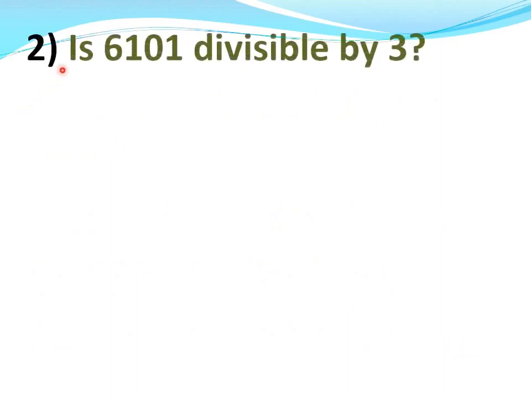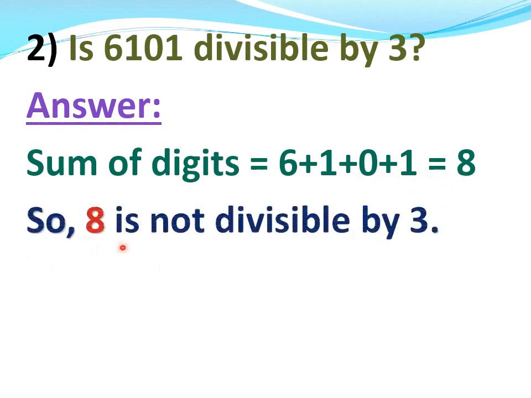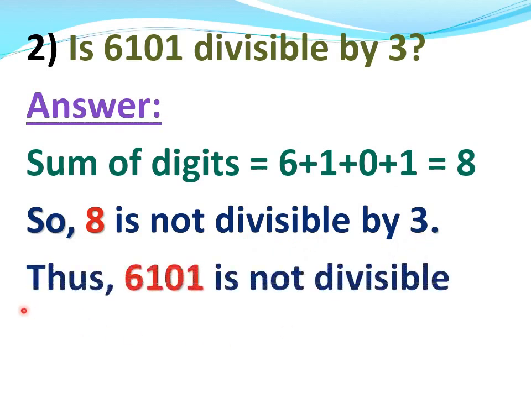Question number 2: is 6101 divisible by 3? Answer: sum of digits equal 6 plus 1 plus 0 plus 1 equal 8. So 8 is not divisible by 3. Thus 6101 is not divisible by 3.